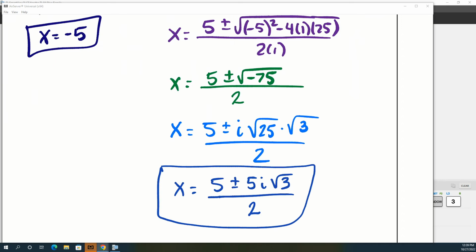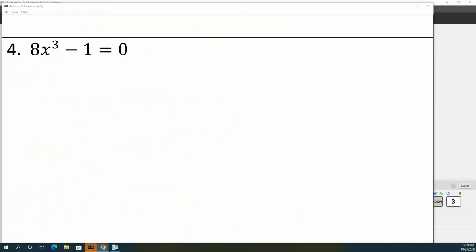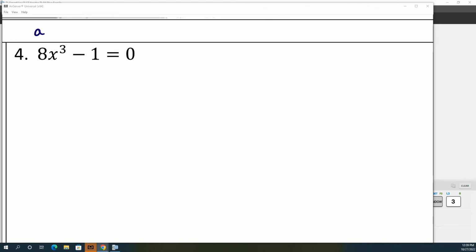All right, we're going to do one more, and then you guys are going to have some time to work on some by yourself. Okay, so number 4 is going to be the difference of cubes. A is going to be the cube root of 8x cubed. What do y'all think? 2x, good. And b is going to be the cube root of 1, which is 1.